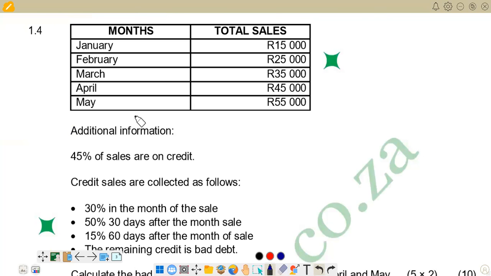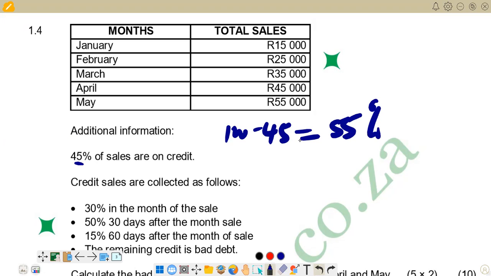Next question is 1.4. We are given a table where we've got a column for months and then total sales. The additional information says 45% of sales are on credit. So what does it mean? It means 100 minus 45 will give us the cash sales. If 45% is on credit, then we are going to get 55. So 55% represents our cash sales. Right, that's what we have there.